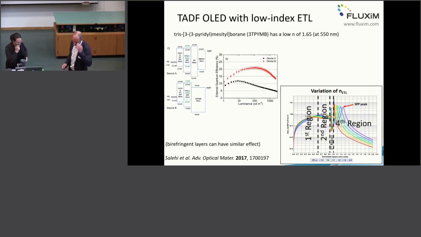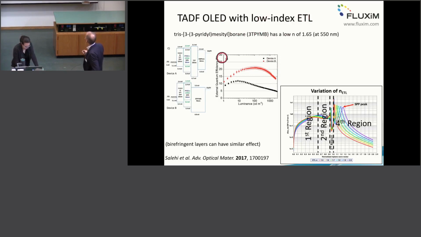And in another example from the literature, one of our customers modeled and optimized the OLED stack to get very high efficiency TADF OLEDs by introducing a low index ETL. So instead of using a bilayer electron transport layer system, they replaced it by a single layer which has a lower refractive index.